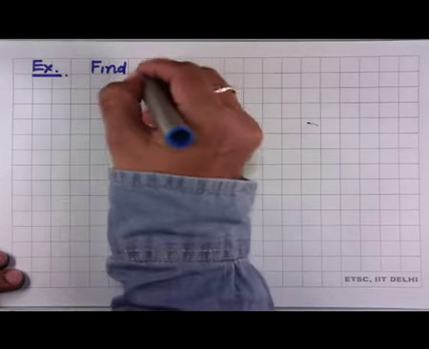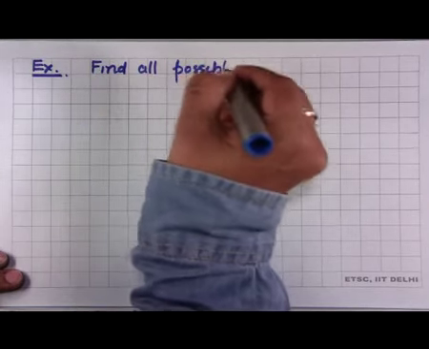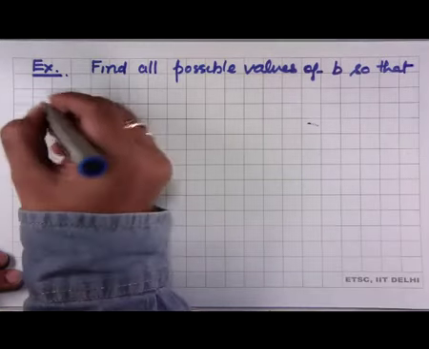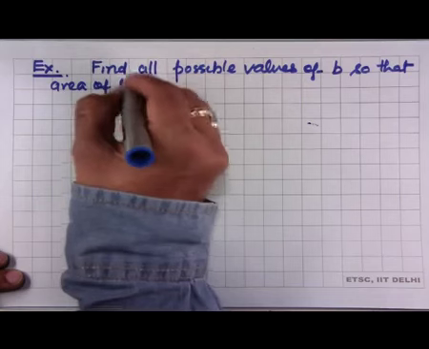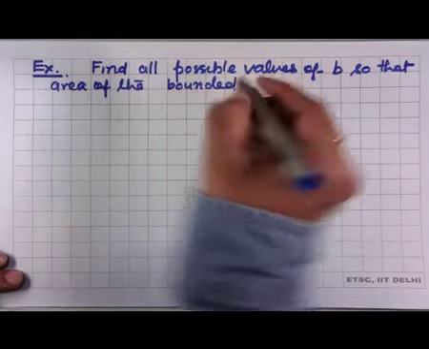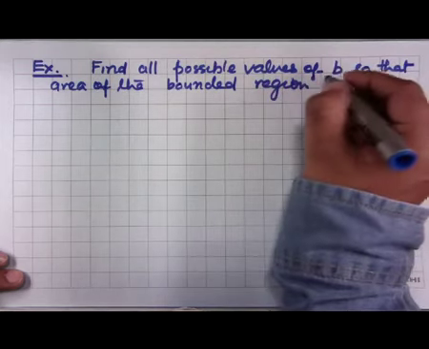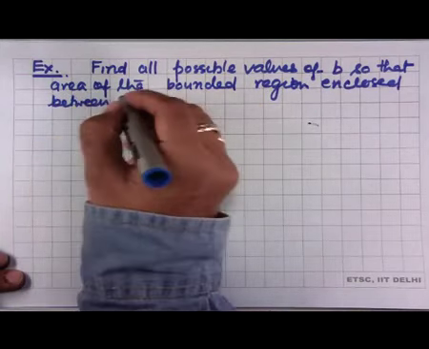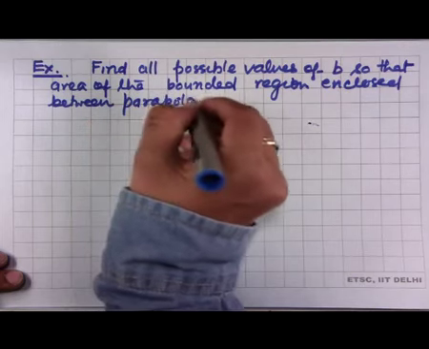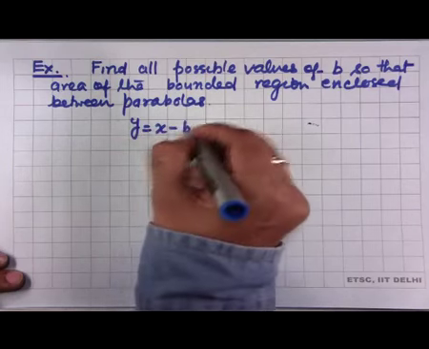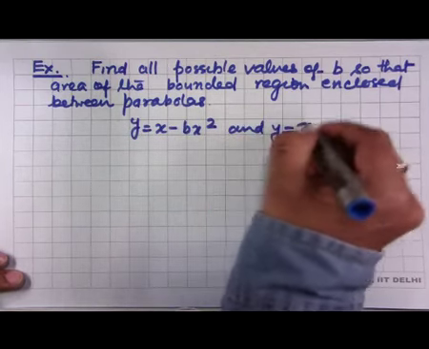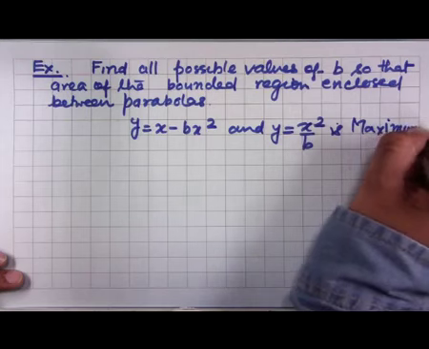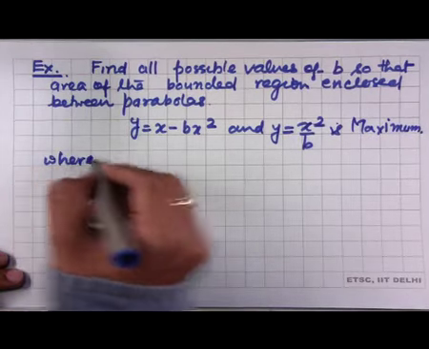Find all possible values of b so that the area of the bounded region enclosed between the parabolas y equals x minus bx square and y equals x square by b is maximum, where it is given that b is positive.